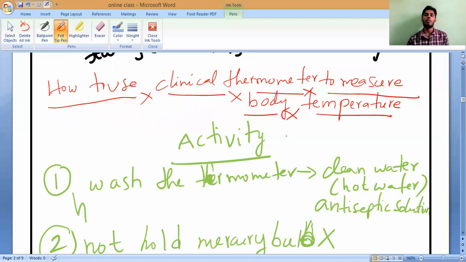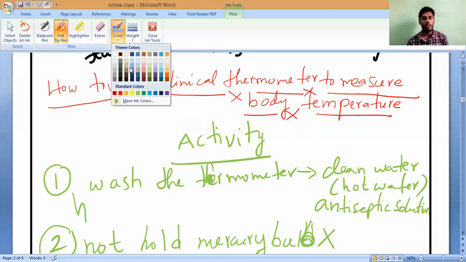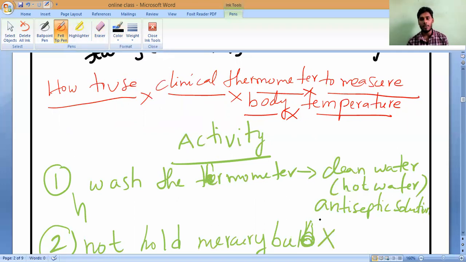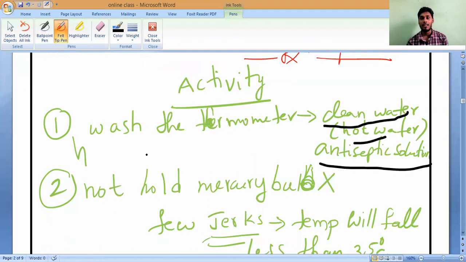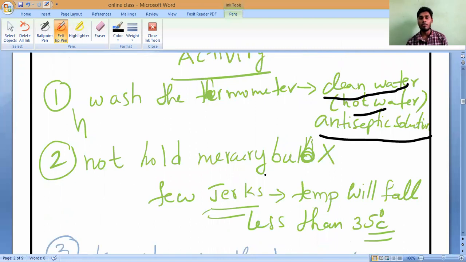What is the first step? Observe here. What is the first step, Mari? First, we have to wash the thermometer with clean water. If you don't have an antiseptic solution, wash with at least clean water or hot water, so that it is disinfected and free from germs. Later we are not supposed to hold the mercury bulb, because it may read our body temperature.